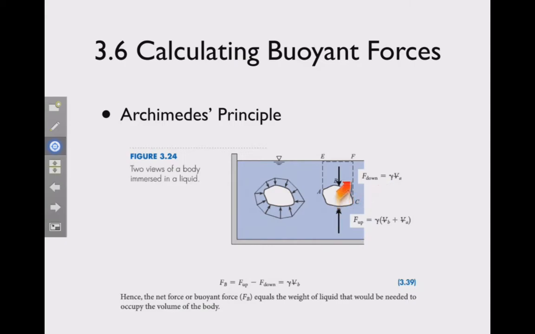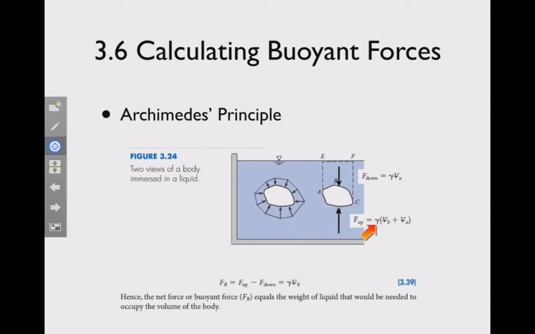The weight of this chunk of fluid, AEFC, is just gamma times that volume, the volume of that water or fluid. And the force on the bottom is greater. We know that the pressure is greater, and so the force per unit area is greater, and the force is greater. So we have a larger upward force. You can see this vector is a little bit longer.